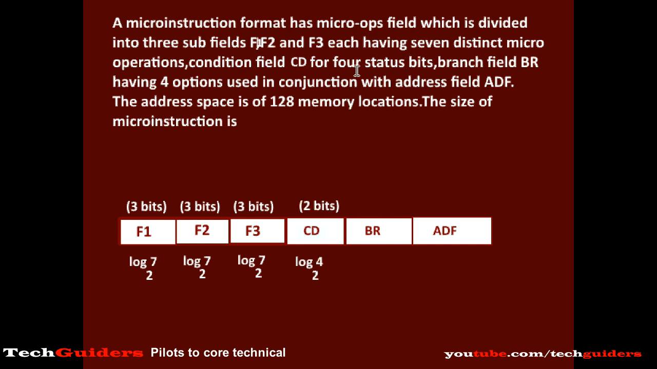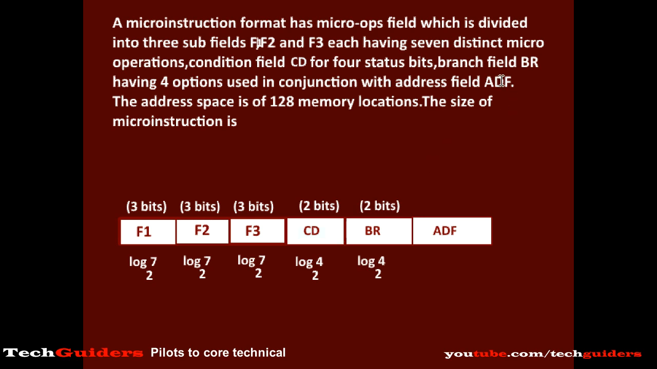Also, in addition to the condition field, we have a branch field having 4 options. So this kind of micro-instruction format we have already discussed. The branch field selects the type of branch, and here there are 4 options in the branch field. So how many bits are required in the branch field? For 4 options, 2 bits are required.